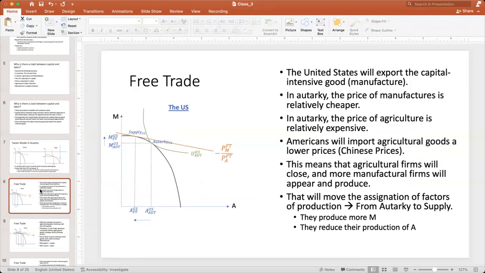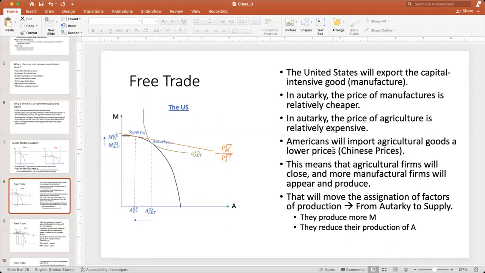So the United States will export the capital-intensive good, which is manufacture. They have more capital, so they could produce more. So in the US, the price of manufacture is relatively cheaper. As well, the price of agriculture is relatively expensive in comparison to China. Chinese producers will export agricultural goods at lower prices.